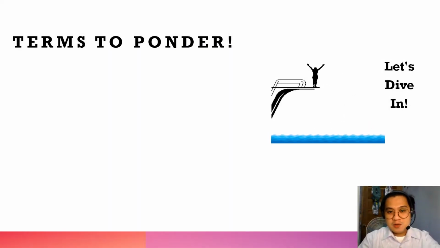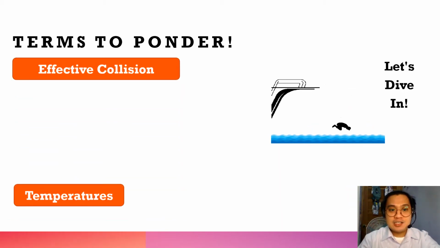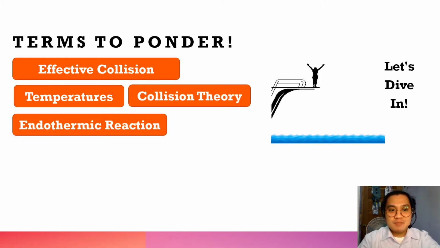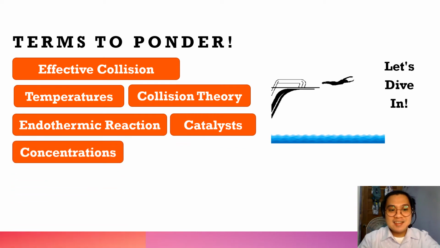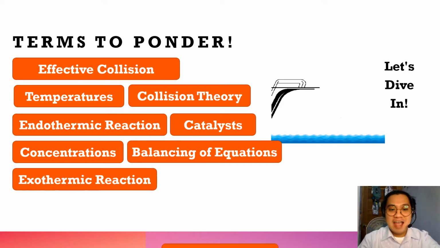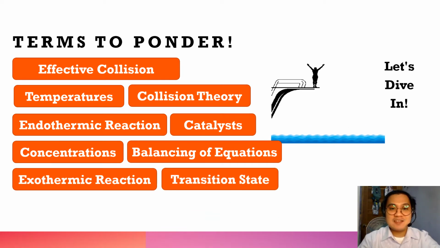For this new video lesson, you will encounter the following terminologies. You can take note of these terminologies and throughout our discussion, you will discover their meaning. We have effective collision, temperatures, collision theory, endothermic reaction, catalyst, concentrations, balancing of equation, exothermic reaction, and transition state. I know that you are now ready for our video lesson. So let's dive in.